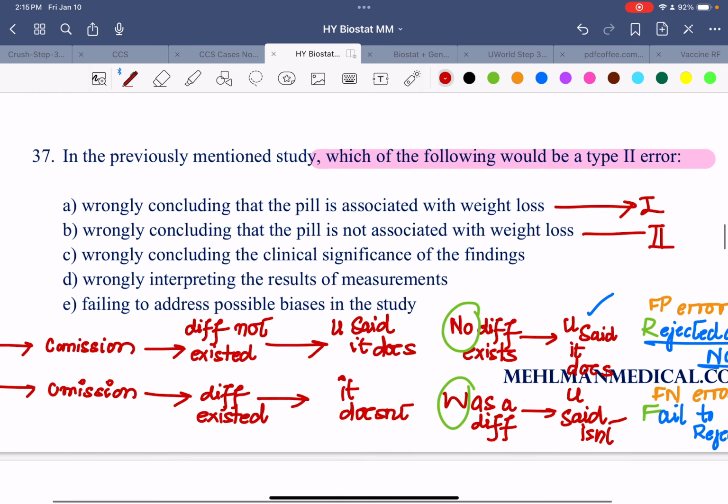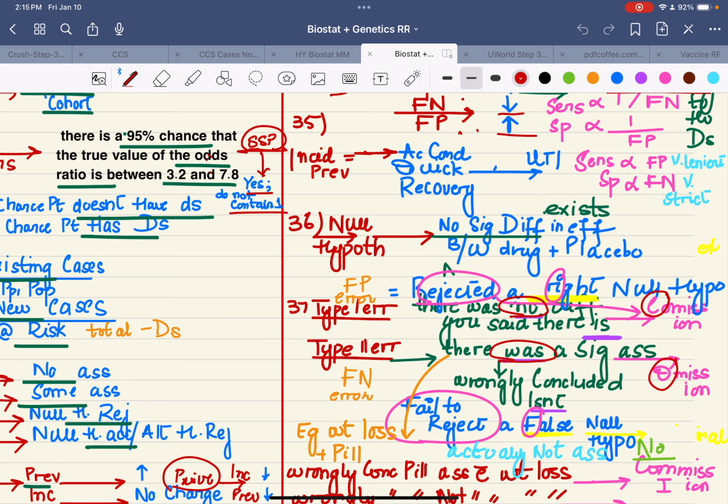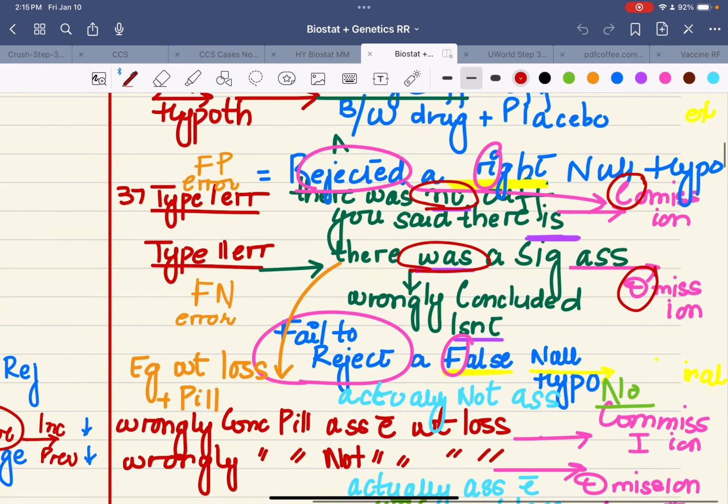Question number 37. In the previously mentioned study, which of the following would be a type 2 error? Now you must know what a type 1 error is and what a type 2 error is. If you know the two types of error, then you can easily solve this question. So let's go through a quick recap: what are type 1 and type 2 errors and how we should remember them, and then we can solve that question.